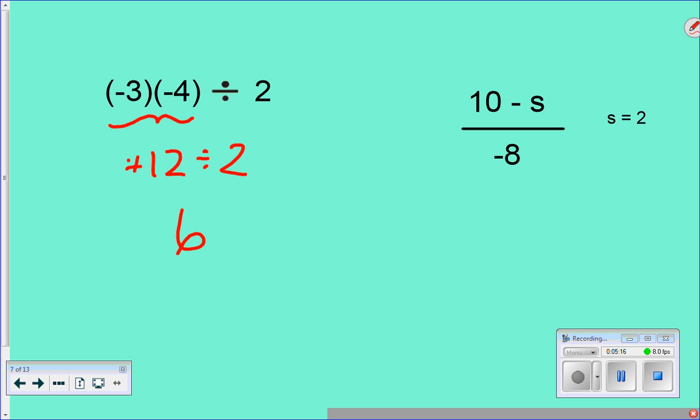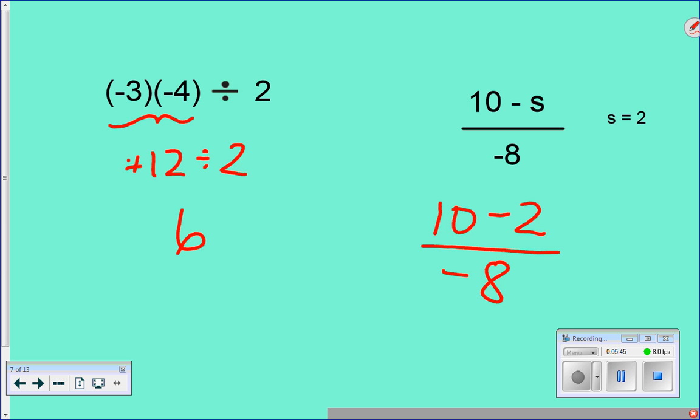That's new to you. It's new today. There's a fraction bar in there. What are we going to do about that? It's a grouping symbol, so do what it tells you first. What I'm going to do is rewrite it, because that's what I like to see you do. So I have 10 minus 2 on the top divided by negative 8.